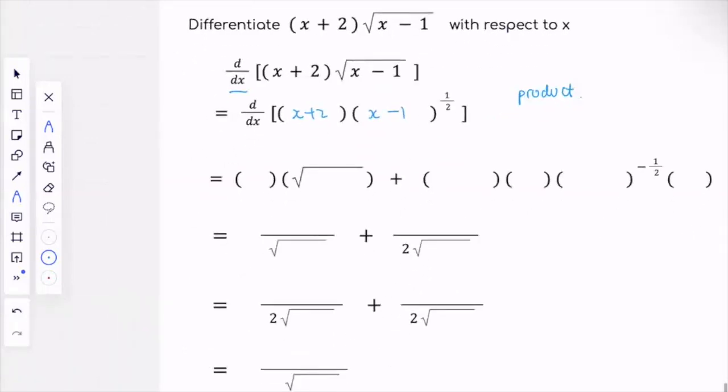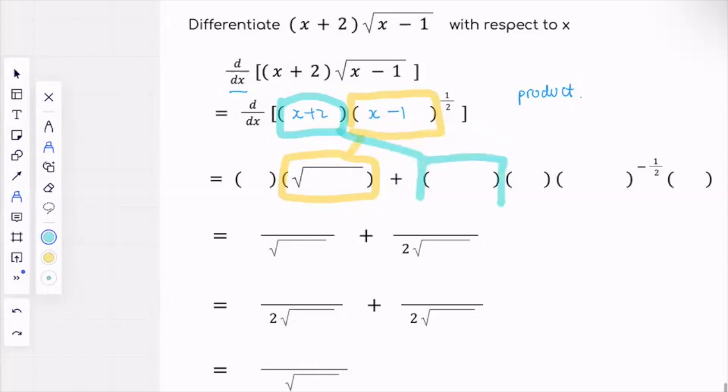How do we do the product rule? Very simple. We copy each factor here.